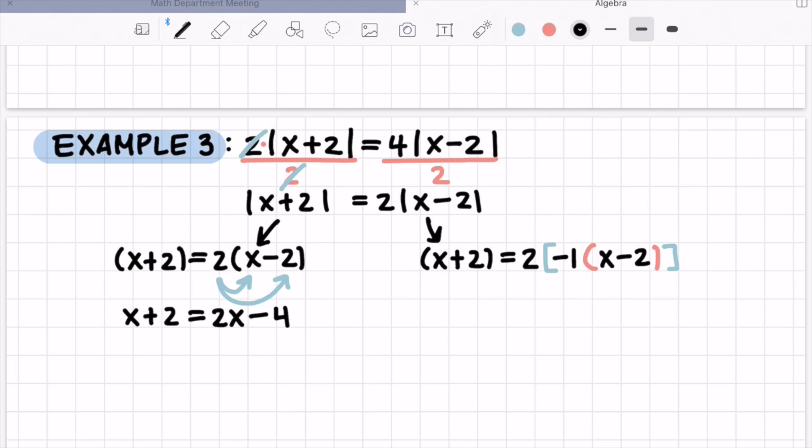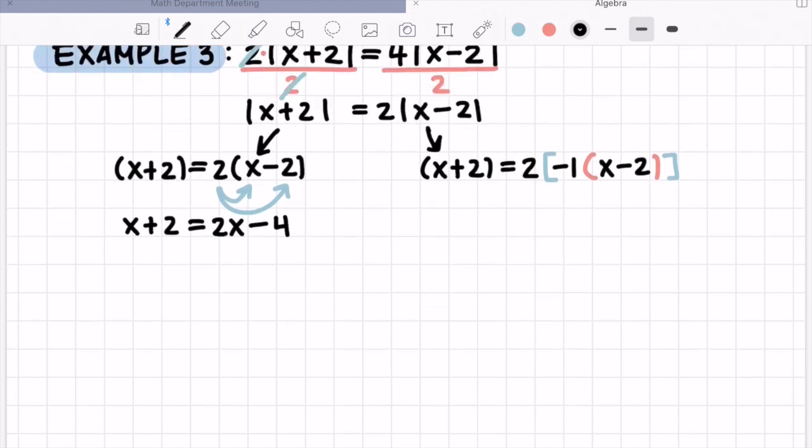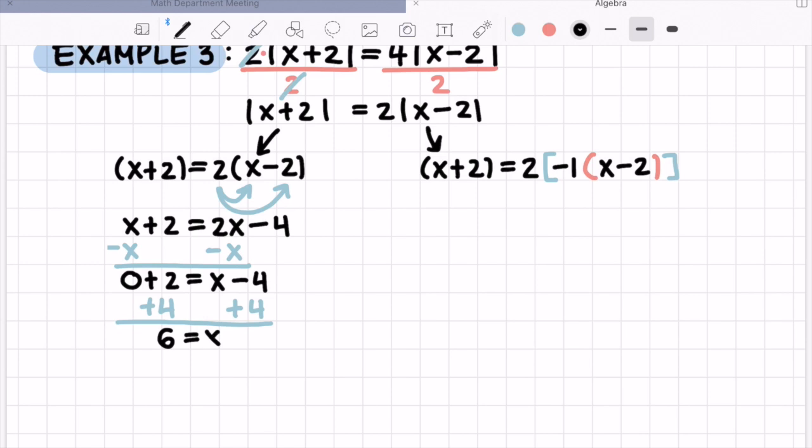Then the last step is to combine any like terms. So I'm going to combine my x's first by subtracting x on both sides. So when I subtract x on both sides, I get 0 plus 2 equals positive x minus 4. And then I want to combine the 4 and my 2, so I'm going to add 4 to both sides. When I do that, I'm left with 6 equaling x. So I have one answer so far.